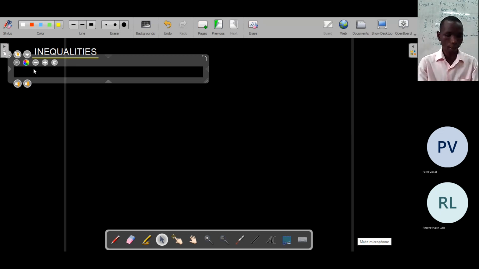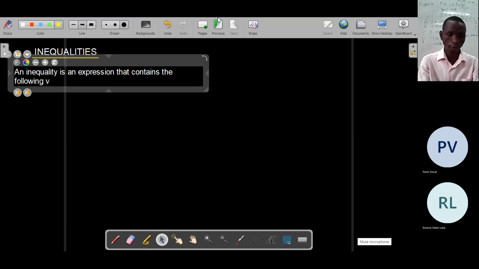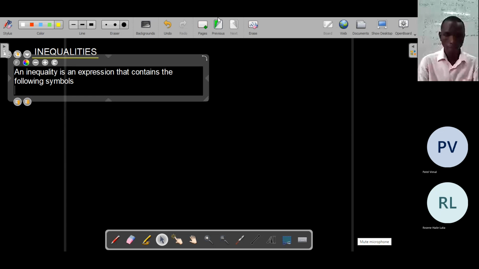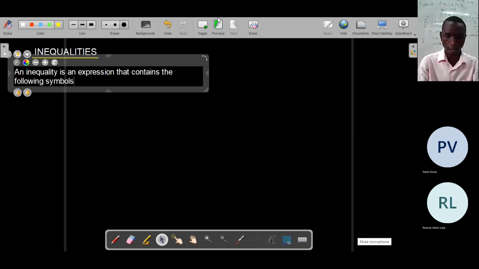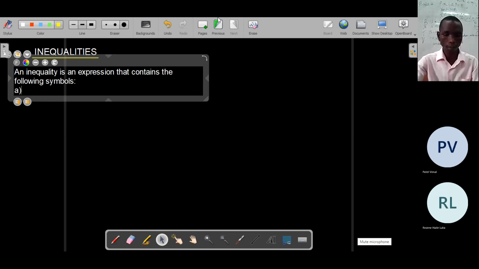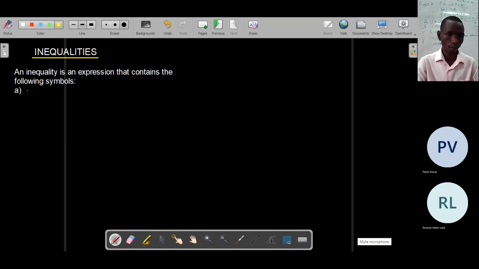Here we begin by saying an inequality is an expression that contains the following symbols. Let us not say variables, the following symbols. So the symbols which we are going to list, which are found in inequalities. The first symbol which is found in inequalities looks like this. This is one of the symbols.